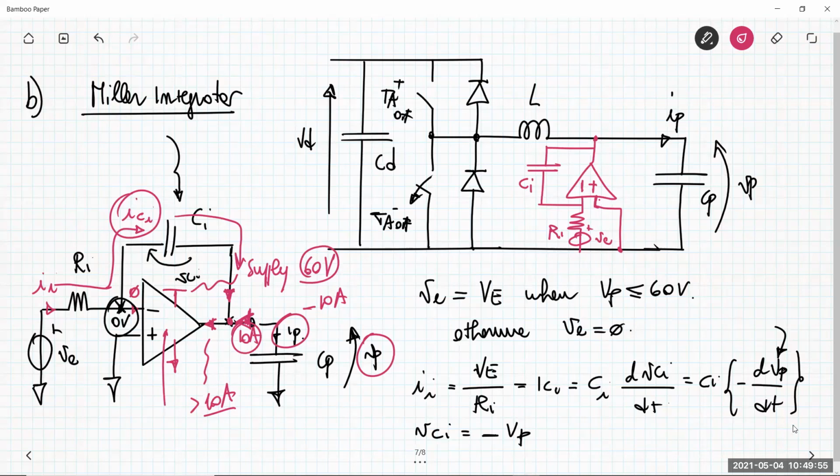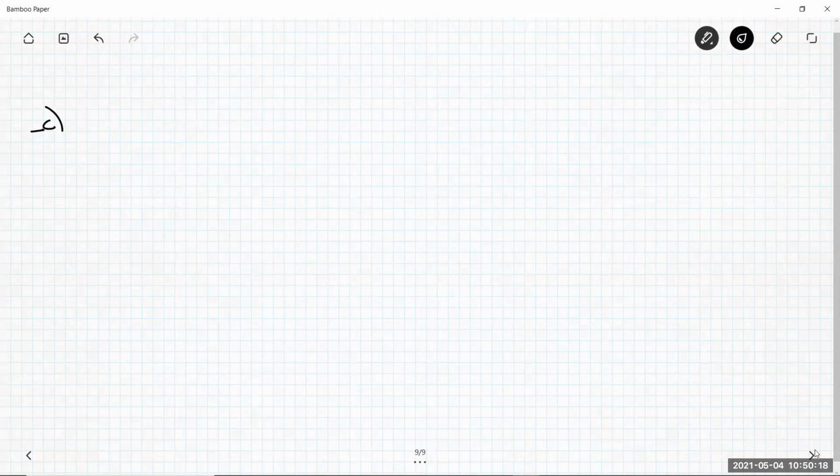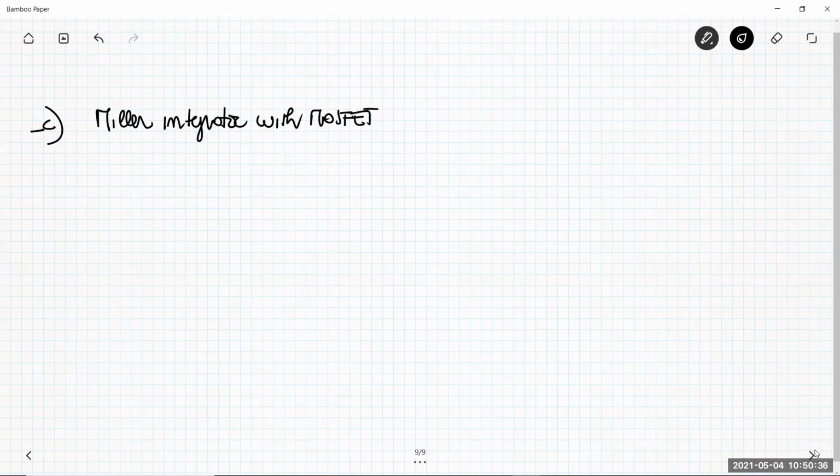Okay, so as I said before, the idea is good. The integrator is good for having a linear variation during the dissipation phase. Okay, it makes it possible to respect the 100 default timing, but it's not good for implementation. So let me move to the third solution, which can be something more applicable, which is the Miller integrator, but with MOSFET. Not operational amplifier, but using MOSFET.